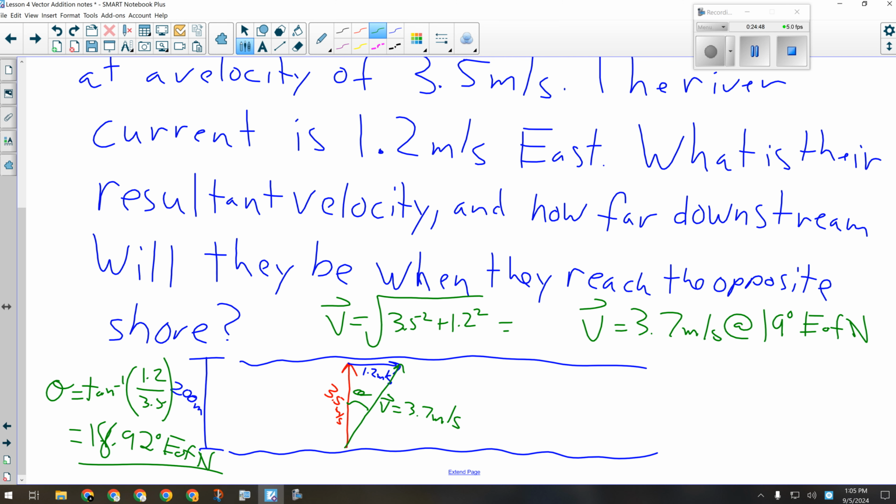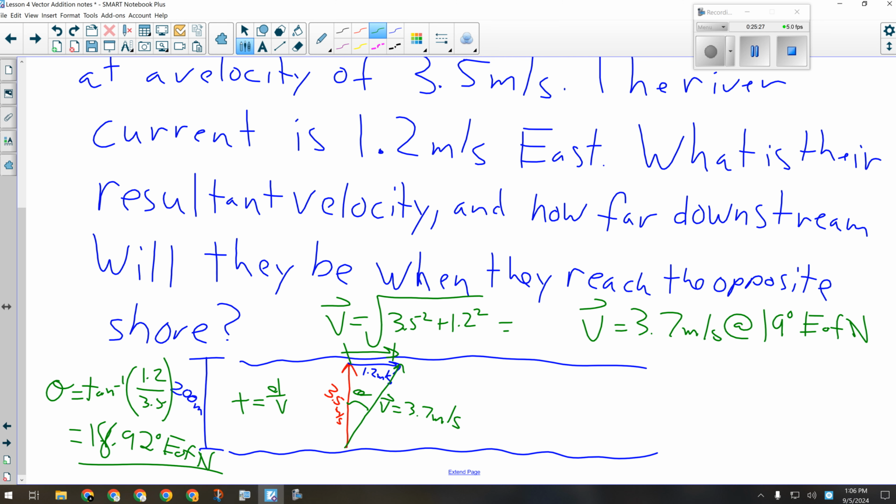So, they want to know how far downstream we go. In order to know that, I've got to know how long I'm going downstream for. So I actually have to use the other information to get that. These questions are very convoluted, but they involve a little bit of vector stuff, and a little bit of v equals d over t. So if I want to find out how long it takes to go across the river, I'm going to do this. T equals d over v.